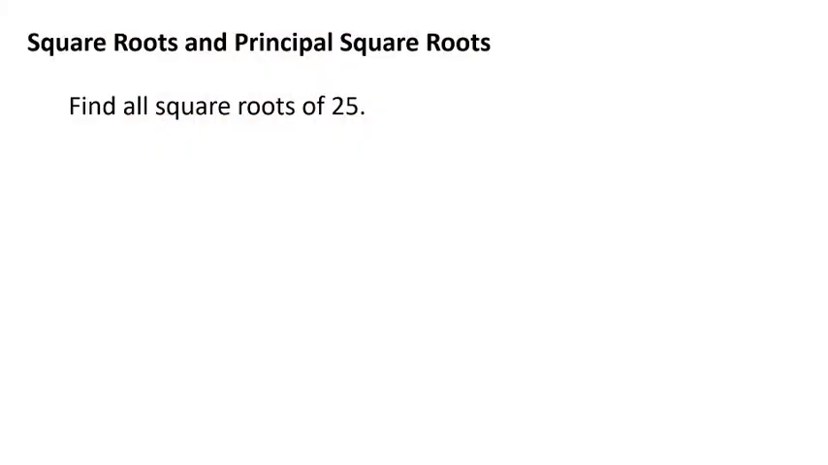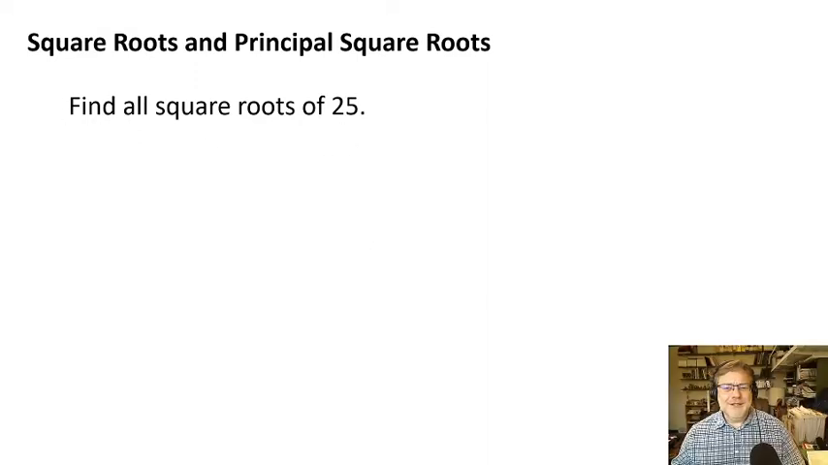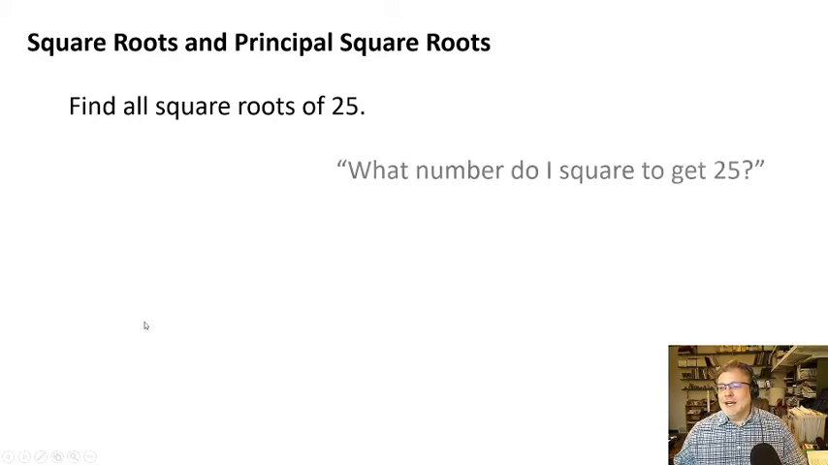Welcome back. Well, let's start with the square root of 25, and you might be surprised at the language that I use here, in which I say find all square roots of 25. All square roots of 25. Isn't there just one? 5 times 5 being 25, so the square root of 25 should be just 5.